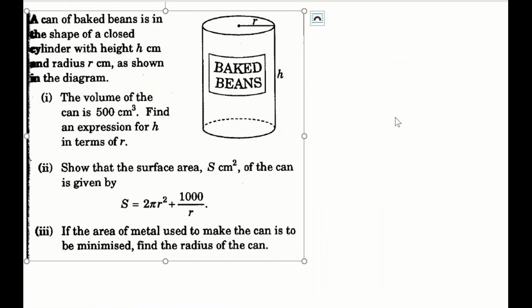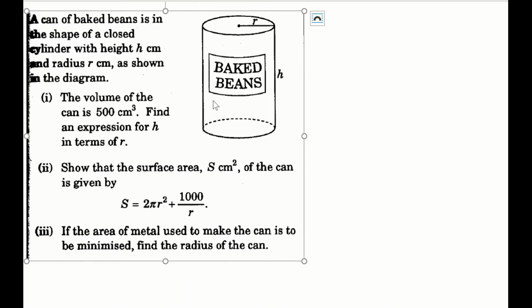Okay, so let's have a look. We have a can of baked beans in the shape of a cylinder. Given that the volume of the can, so the volume of the cylinder, can be written as 500 centimeters cubed, we need to find an expression for h in terms of r.